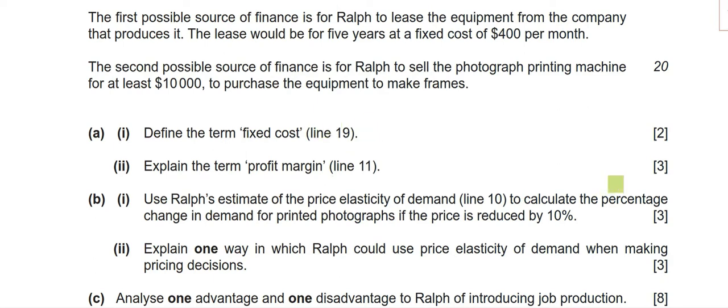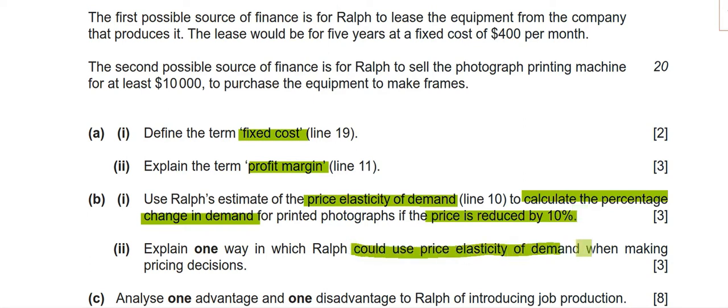So the first part is asking you to define the term fixed cost, and then to define the profit margin. Part B1 says Ralph estimates the price elasticity of demand, and you need to calculate the percentage change. So basically you will be calculating the percentage change in demand when the price is reduced by 10%. Then explain one way in which Ralph could use price elasticity of demand when making pricing decisions.